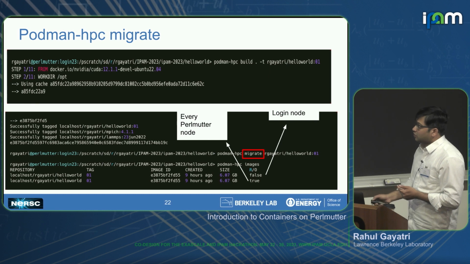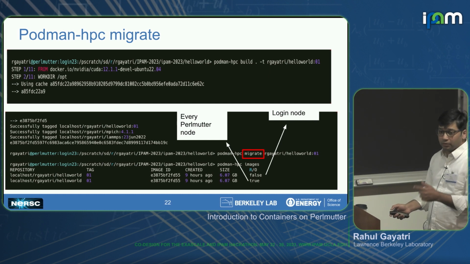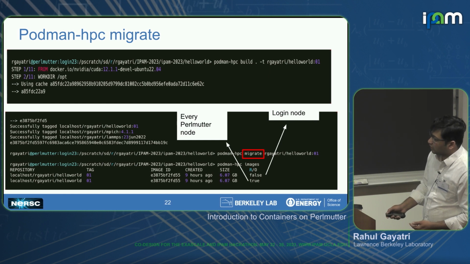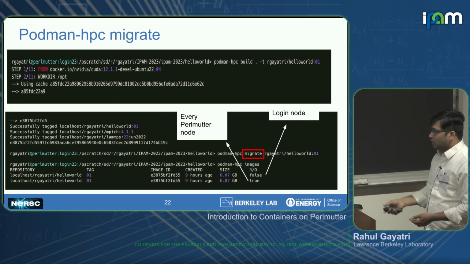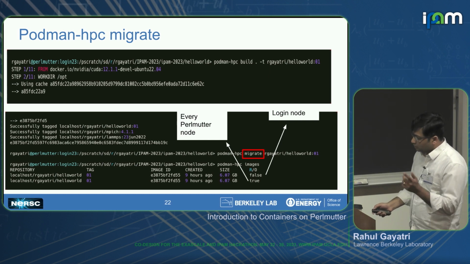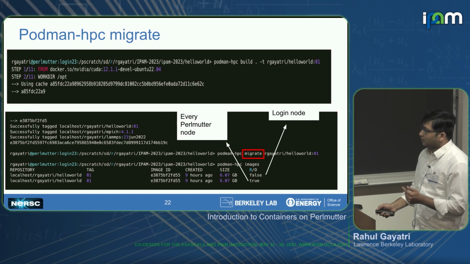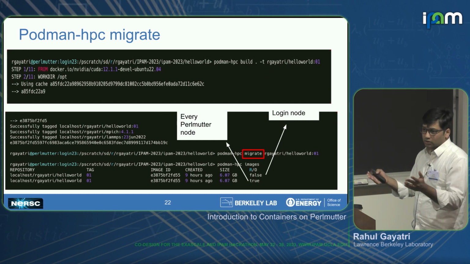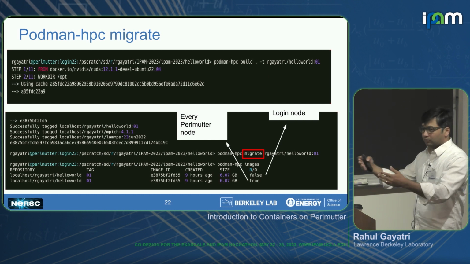Now, once you do a build, you will only have this image on the login node that you actually built the image on. For example, here I built it on login node 23, so I'll only have that image on login node 23. If I go into a different login node, like 25 or 27, I'll not be able to access that image. So in order to do that, you have to use a podman-hpc specific command called migrate, followed by the name of the image and the tag. That will take your existing image, squash it into a single layer, and put it at a place that's accessible to every Perlmutter node, both login and compute nodes.